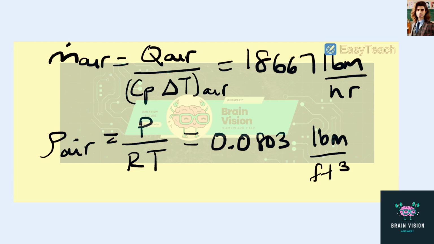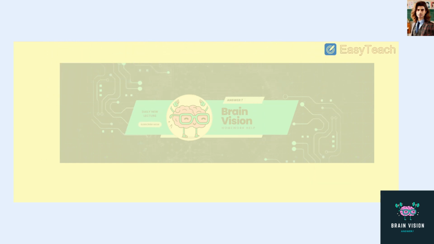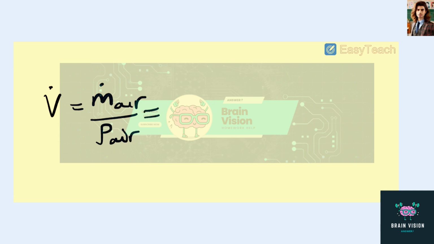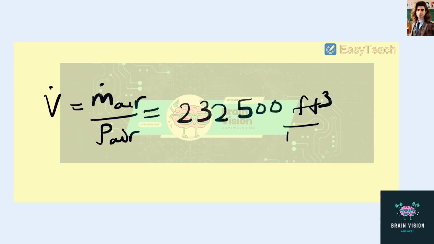Now we can put the m dot of air and the density of air together to find the volume flow rate of air by simply saying that the volume flow rate of air is equal to the m dot of air divided by the rho of air. And this gives us a volume flow rate equal to 232,500 cubic feet per hour. And that's our final answer.